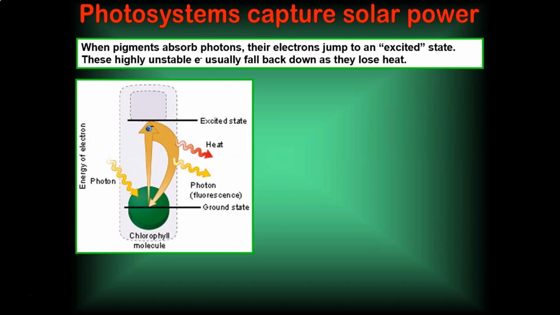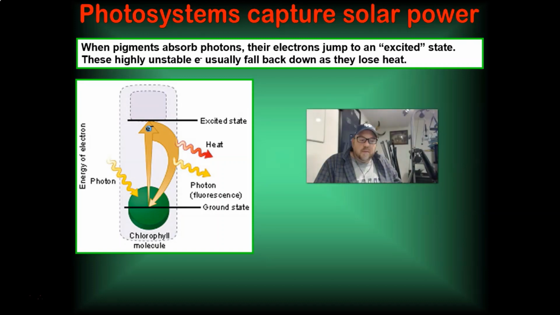When pigments absorb photons, their electrons jump to an excited state, and these highly unstable electrons usually fall back down as they lose heat, okay? And they lose other energy as well, for example, light. So when you turn on the light switch for lots of different lights, what you're doing is the electrons are jumping to an excited state, and as they fall back down, they're giving off heat and light, okay? So that's what would happen if you excited chlorophyll. Now, unless you're watching a movie like Avatar or something like that, plants aren't glowing. So they must have some system that when they do absorb energy and jump electrons, there's something there to prevent it from falling back down. That's a photosystem. Okay.